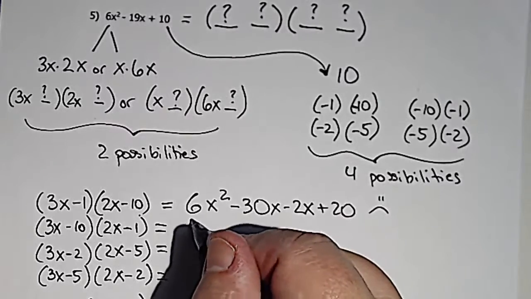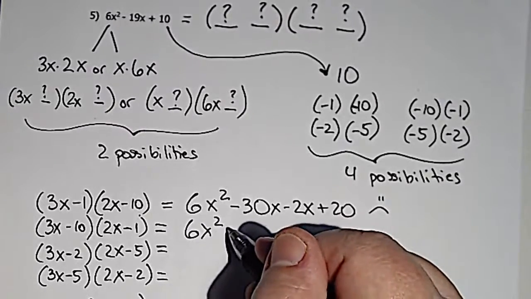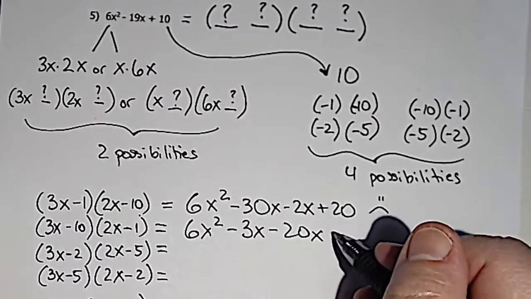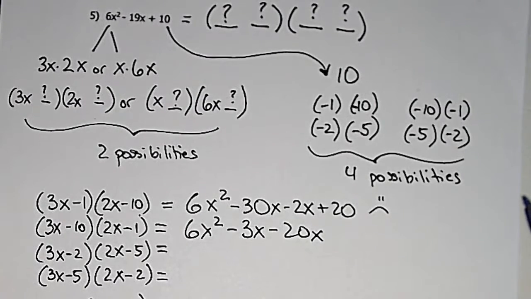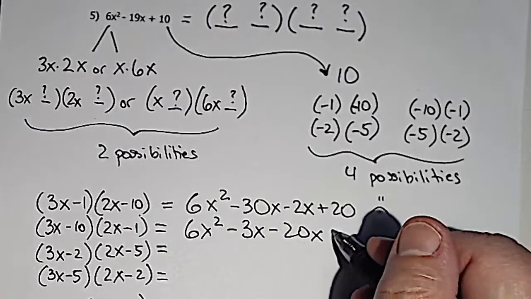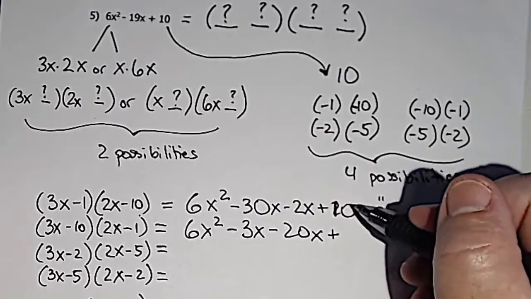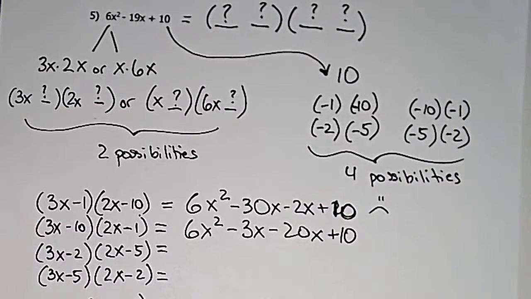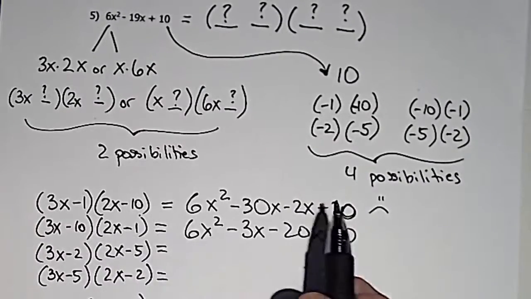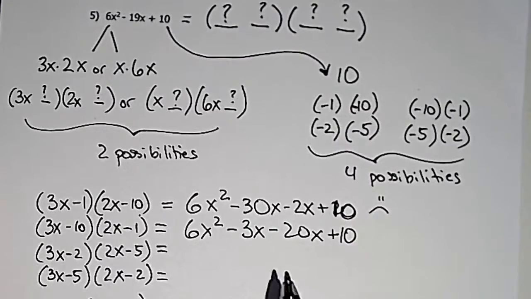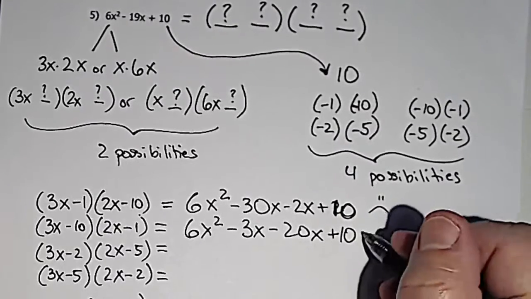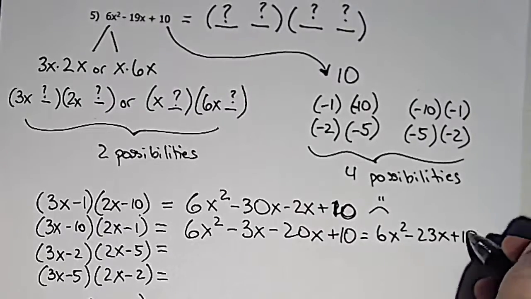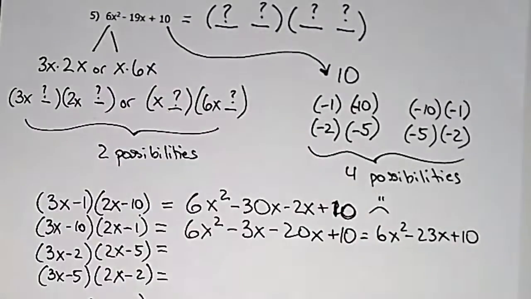And this one, 6x squared minus 3x minus 20x plus, oh, I'm sorry, this should be 10 right there. Sorry about that. I got so excited. -1 times -10 is a positive 10. Again, this is closer because this is going to give us 6x squared minus 23x plus 10, which is closer, but we really want that 19.